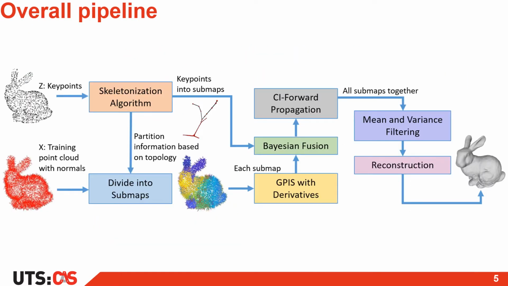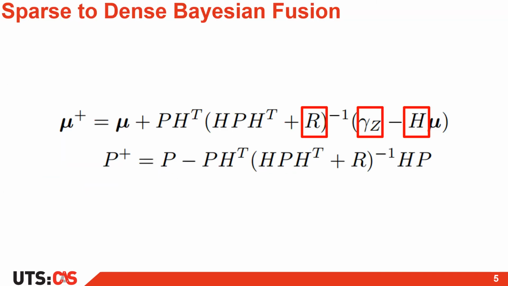So next step, the key points belonging to each submap are fused with the corresponding prior implicit surface. The update of the mean and covariance values of the GPIS is performed as follows. Gamma Z represents the implicit surface value for key points. H is a spatial observation matrix, and R is a diagonal matrix.